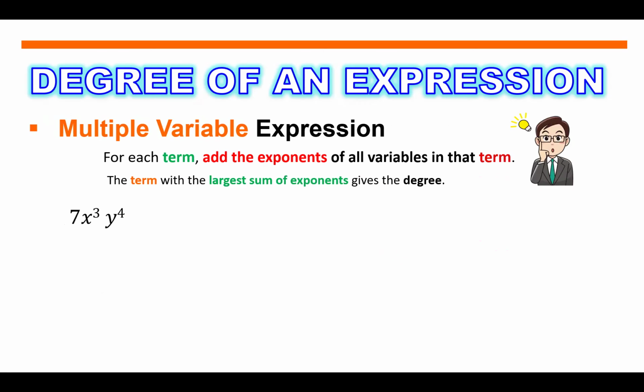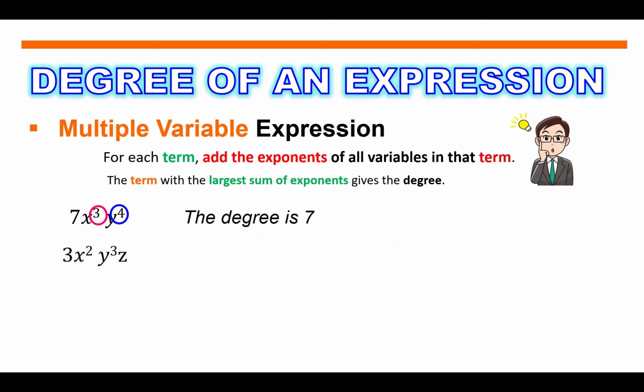For a multiple variable expression, for each term, add the exponents of all variables in that term. The term with the largest sum of exponents gives the degree. Say, for example, we have 7x cubed y to the fourth. So this is a single term or monomial, but we have two variables. So we can consider it as a multiple variable expression. So we simply add 3 and 4, and this will give us the degree 7 of this expression.